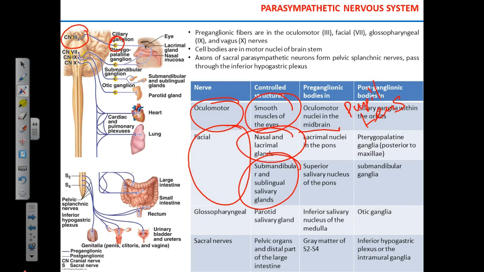Okay, same goes for glossopharyngeal. You can see glossopharyngeal. It's going to be number 9. Okay, parotid gland. Another salivary gland. So facial and glossopharyngeal together will stimulate all 3 salivary glands.